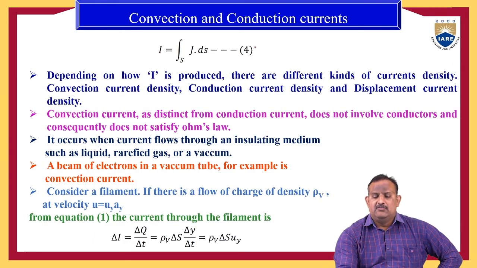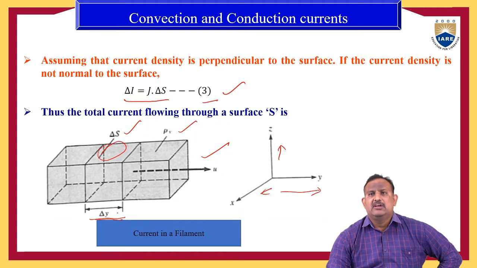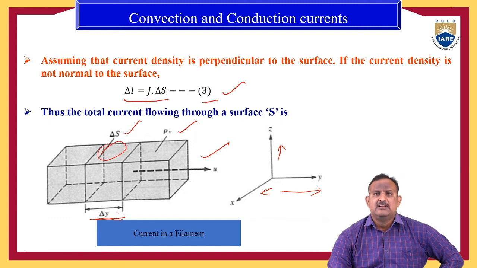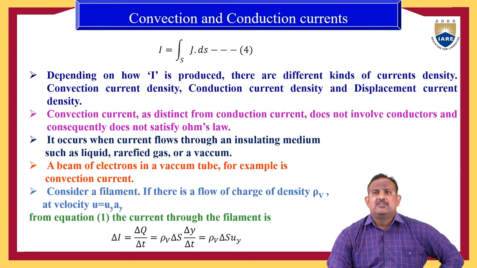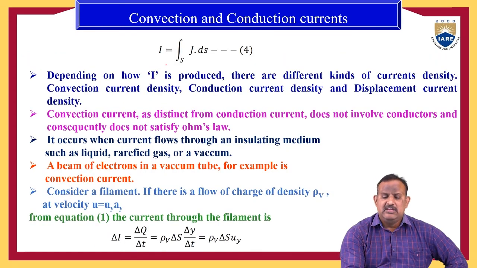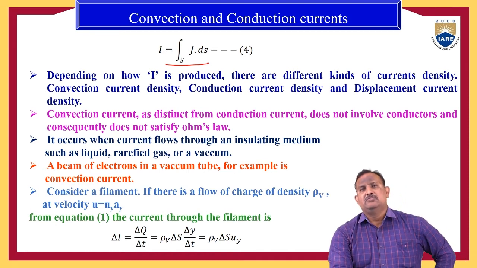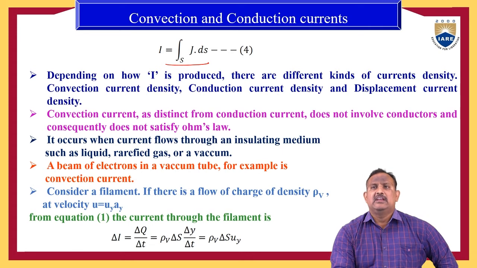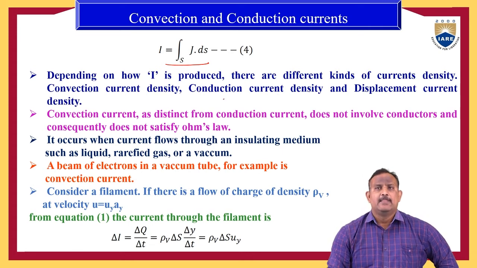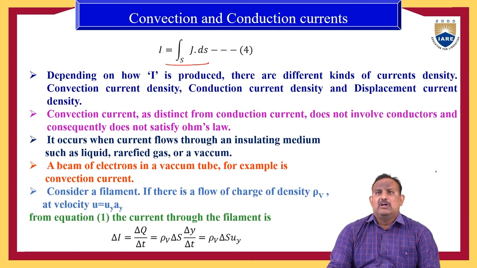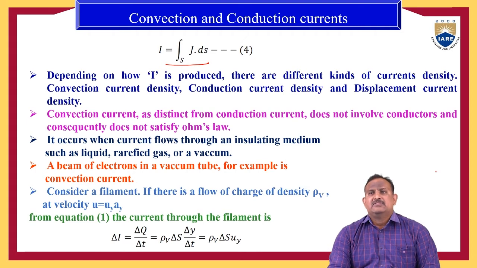And here we can define the current from the current density. If we integrate equation 3 on both sides, then we have I is equal to the surface integral of J into dS. It means the current I is equal to the surface integral of the current density. Depending upon how current is produced, there are different kinds of current densities.